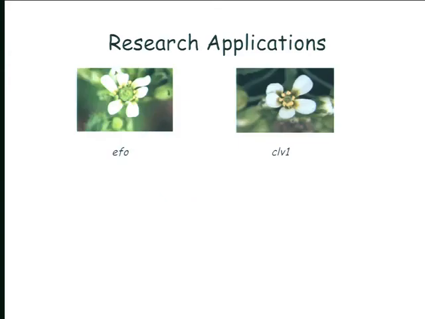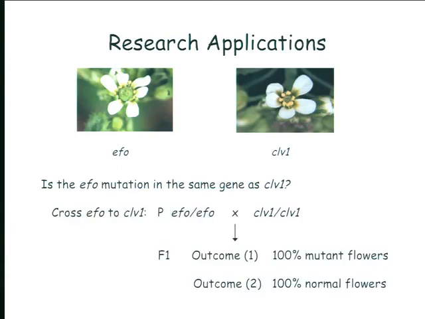So the last example is where you've taken your new EFO mutant, and like any good scientist, you want to find out if other genes or mutants have been identified that look like this in the literature. So you do a search, and sure enough, you find that there's another mutant that's already been identified, called CLV1, and it looks very similar to what you've isolated. So is it a mutation in the same gene as CLV1, or is it a mutation in a different gene that just affects the same trait? You can answer this question, again, using genetics.